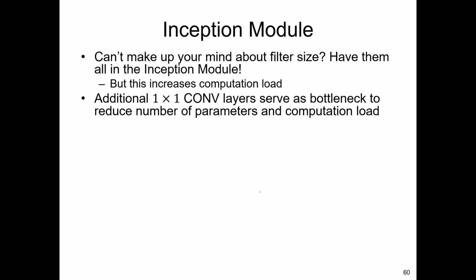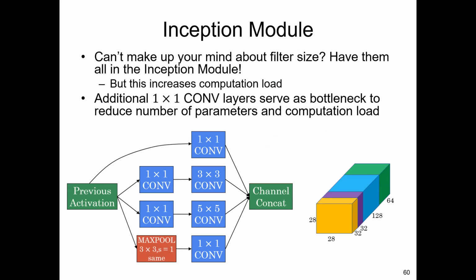So this inception module, the whole idea is, if you cannot make up your mind about the filter size, one by one, three by three, five by five, then have them all, have them in parallel. So this is one by one. This is one by one followed by three by three. The reason you have this additional one by one is to serve as a bottleneck to reduce the number of parameters and computational load. That refers to these two one by ones.